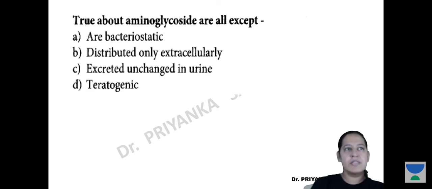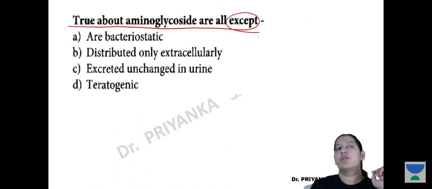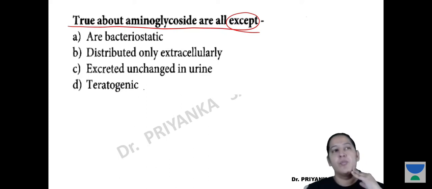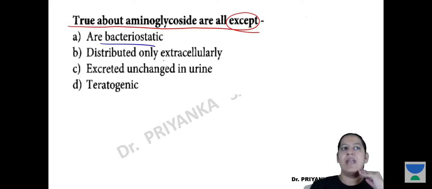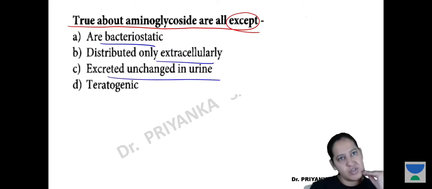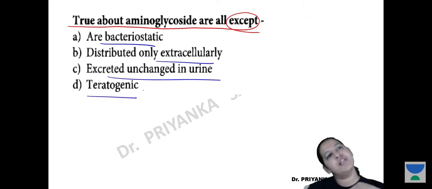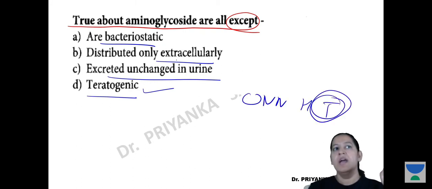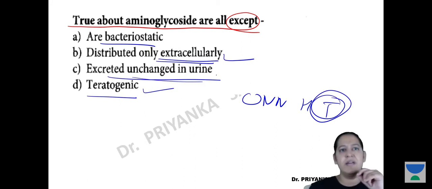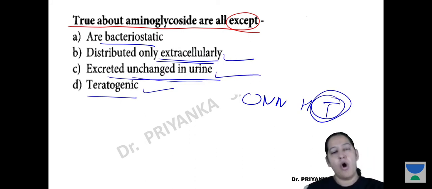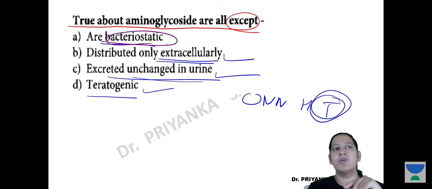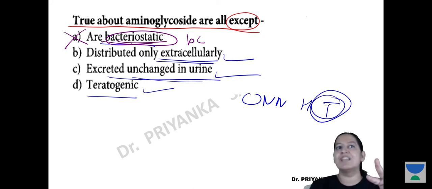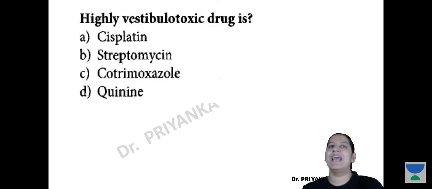Okay. So what is true about aminoglycoside except? The question contains except, so which is not true about aminoglycoside. Read the four options. Is it bacteriostatic only? Or is it distributed extracellularly? Is it excreted unchanged in urine? Is it teratogenic? As per my knowledge, I know it is teratogenic, because on HT, T is teratogenic. It is distributed extracellularly and it is excreted unchanged in urine. These are also right options. Although if you don't know these, you know that along with bacteriostatic, it is bactericidal also. So this option is incorrect. It is not only bacteriostatic. Along with bacteriostatic, it is bactericidal also. So the incorrect one among them is A. That's why A is our answer.